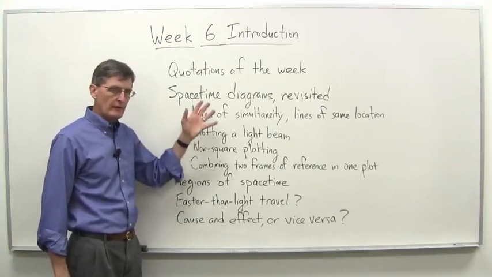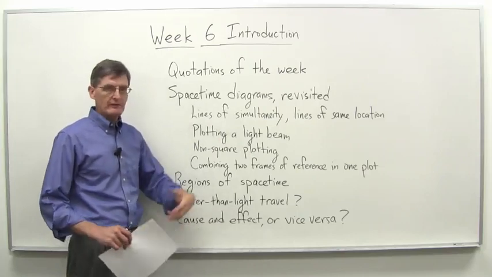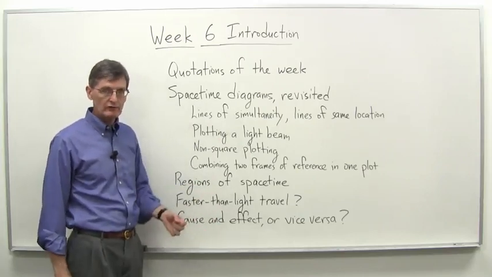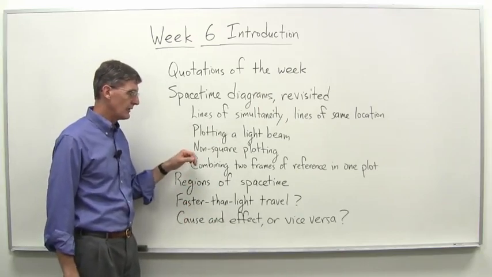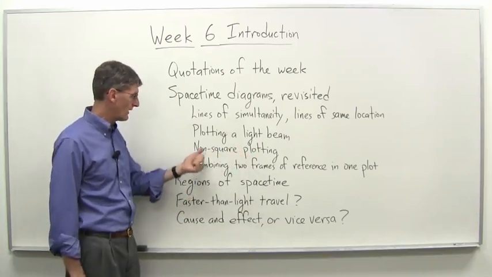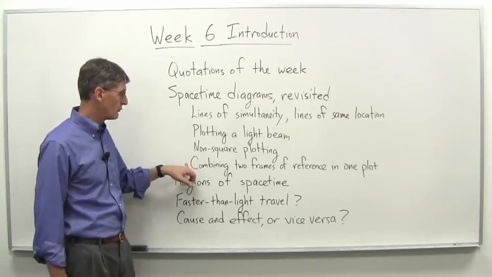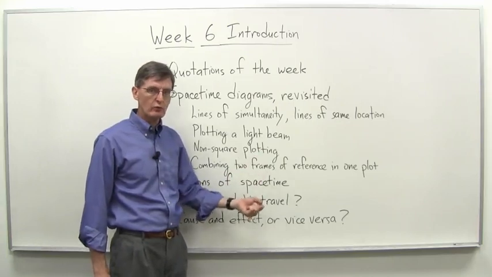In other words, normally, of course, we have our axes when we're plotting at right angles. They don't have to be at right angles. You can actually have them at any angle you want, as long as you're consistent in how you do your plot. And you might say, well, why in the world would we want to make things more complicated like that? Well, the answer is, our next goal here, one of the big goals for this week, is seeing how to combine two frames of reference into one plot.